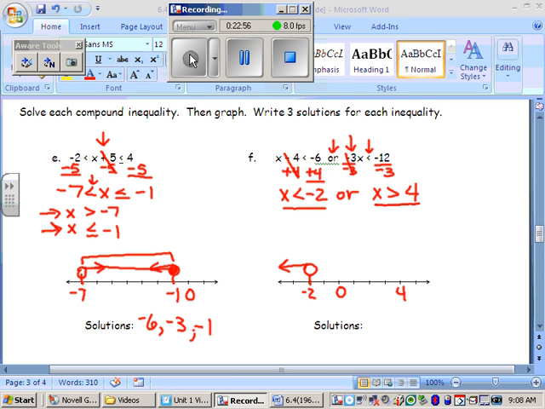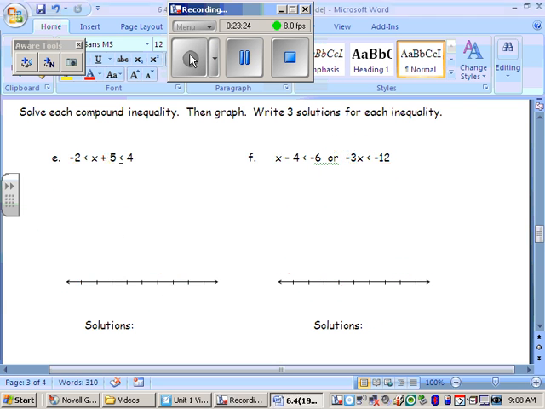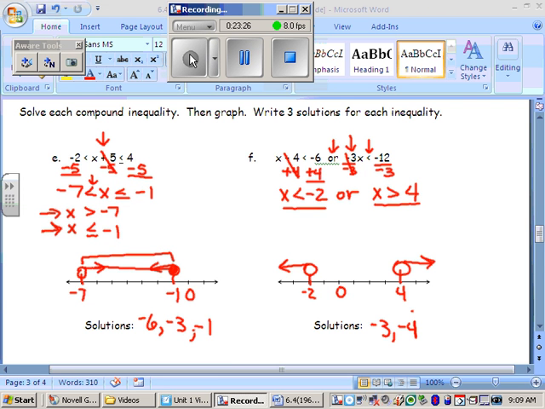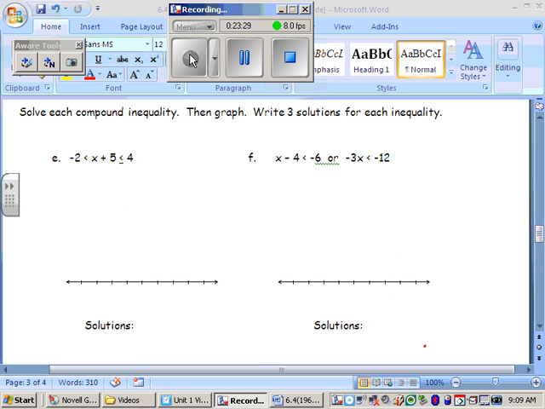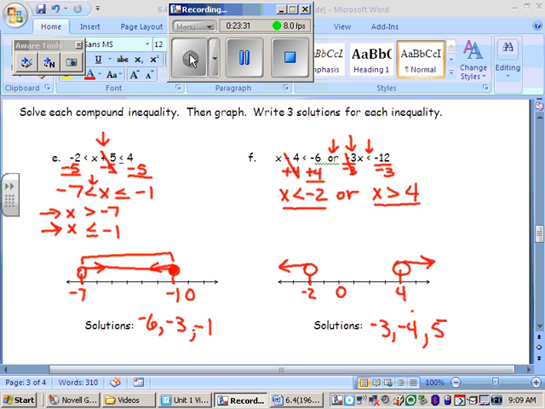For our second inequality, 4 is not included either, so we will use an open circle and point our arrow to the right. So in the situation where you have an OR between the inequalities for your compound inequality, the arrows should always go in opposite directions and there should be no overlapping of the answers. Now for the solutions, if we were to choose three, we could pick numbers less than negative 2, maybe negative 3 and negative 4, and then numbers greater than 4, so maybe 5, and there could be others.